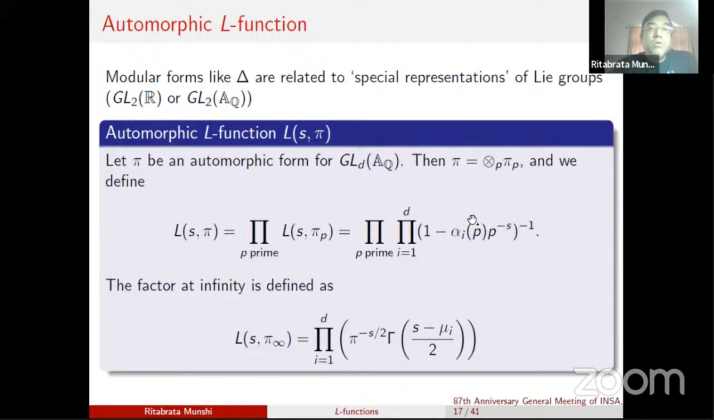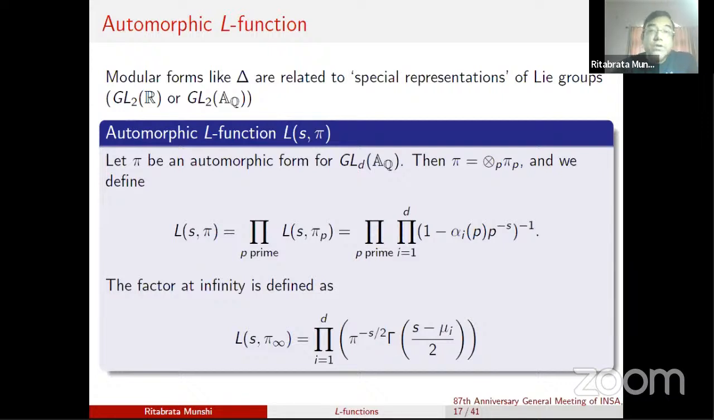they are related to what are called automorphic representations, a special representation of a Lie group. So if you take the Lie group GL_D over the adeles over the field of rational numbers and an automorphic representation of that, then corresponding to that automorphic representation, we can write down an L-function, which is defined as an Euler product like this, where each Euler factor, as you can see, is of degree D. So for each prime there are D many factors. So it's a polynomial of degree D in 1 by p to the power s. And again, there is a factor at infinity, which is a product of gamma factors. If we multiply the L-function with this gamma factor, it has a functional equation.